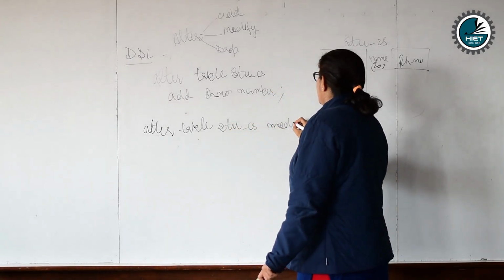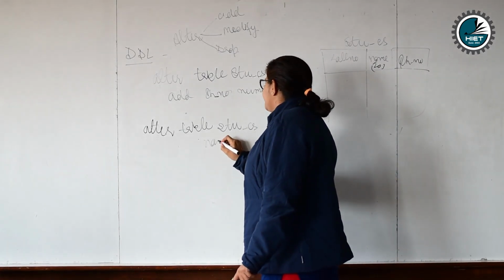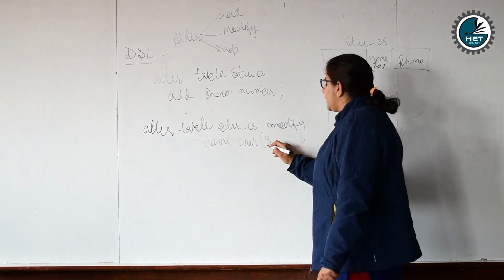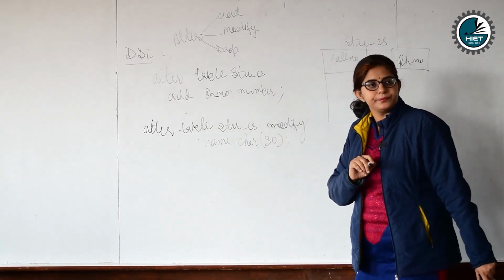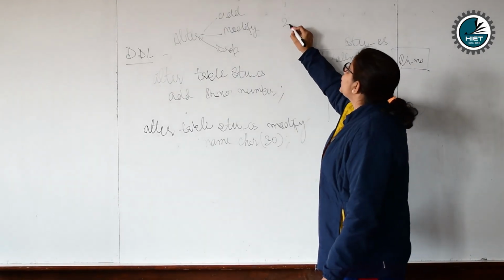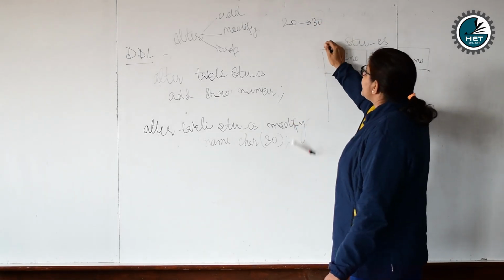modify. The name of the column remains the same. Column name is name. Character 20 earlier it was. I am just writing character 30. Semicolon. What will it do? It will convert character 20 to 30. Now the name size will be character 30.